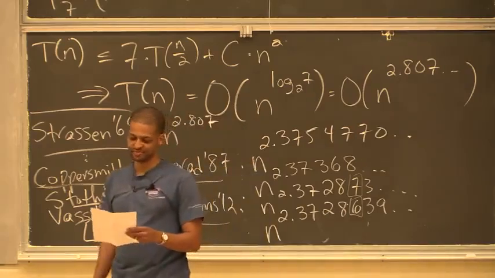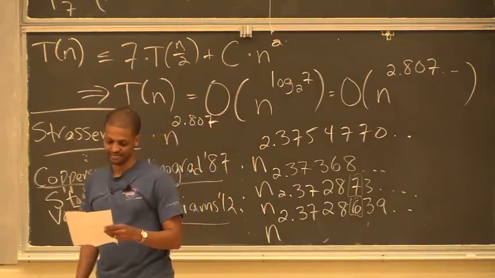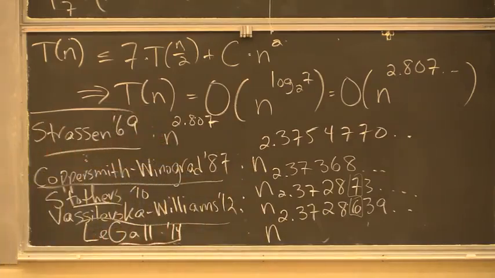Any other questions? Okay. So that's it for matrix multiplication. I'm going to shift now to sorting, and I'll leave that board up there because we're going to again have some recurrence that fits the master theorem.